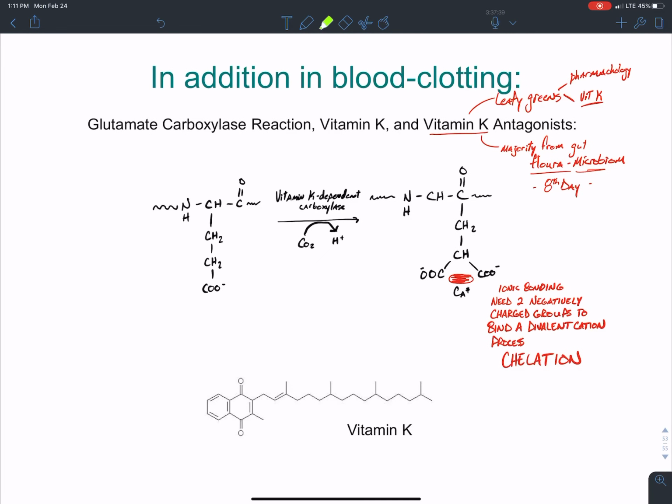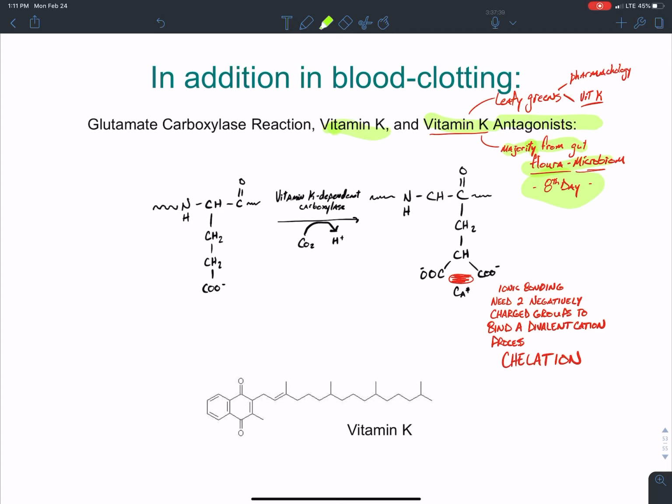In addition to blood clotting, we talked about the glutamate carboxylase reaction, vitamin K antagonists. So what would an antagonist be? Well, leafy greens provide us with vitamin K. And we also get a vast majority of vitamin K from our gut flora. She didn't mention that, but on the 8th day, babies have a huge spike in their vitamin K, which is why they've recognized that on the 8th day they would circumcise a male child, because they had a lot of vitamin K and they would clot up properly.